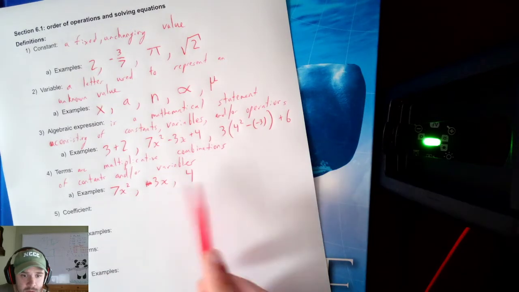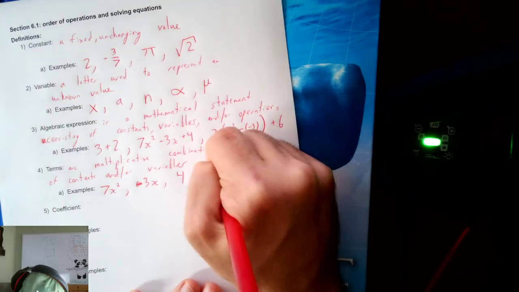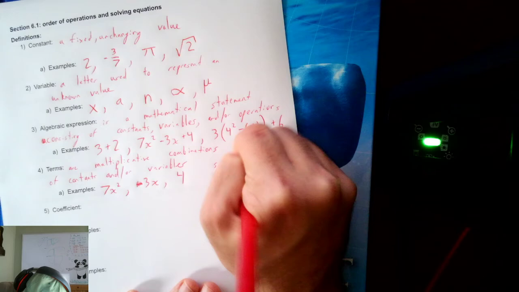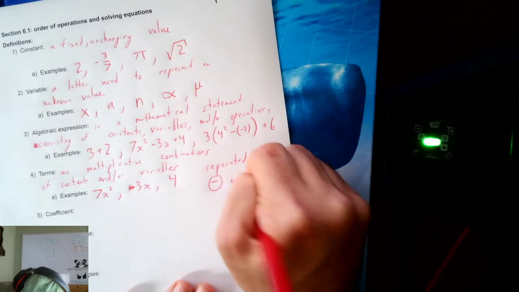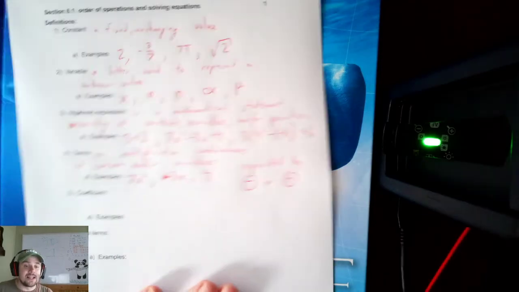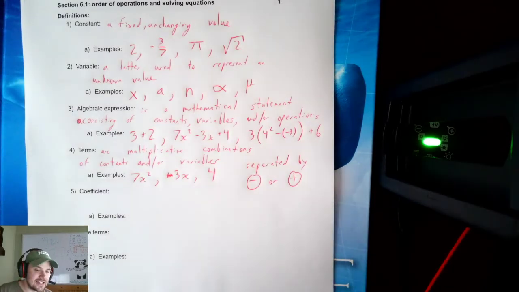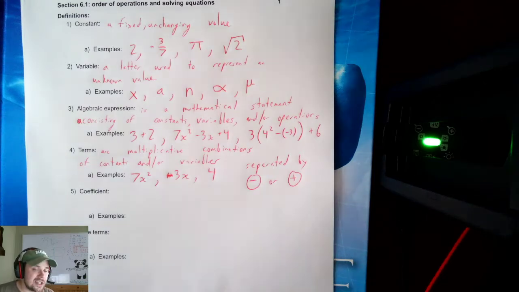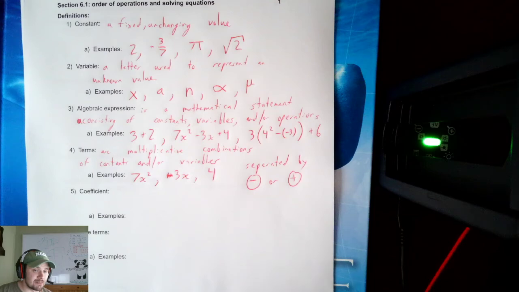So the terms are separated by minus and plus. So let's write that. Separated by minus or plus. I always think of terms like words and expressions like sentences. What separates words in a sentence is a space. What separates terms in an expression is plus or minus. Those are some good analogies to help remember it.